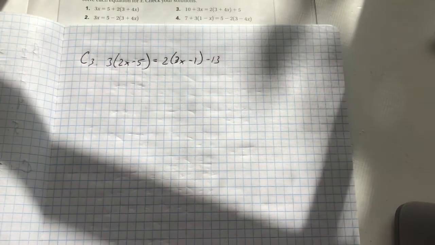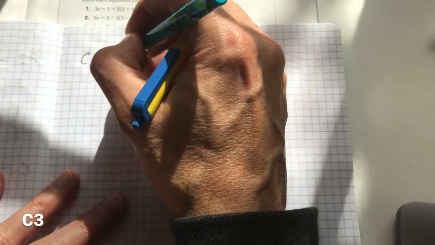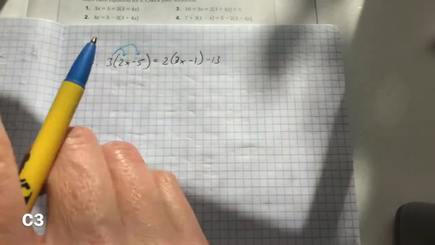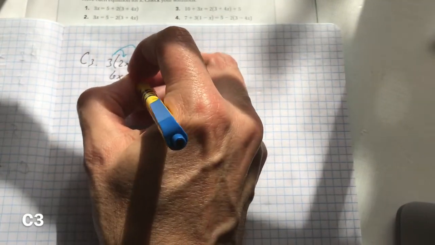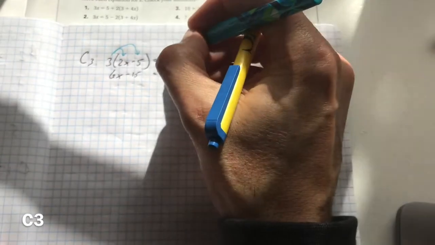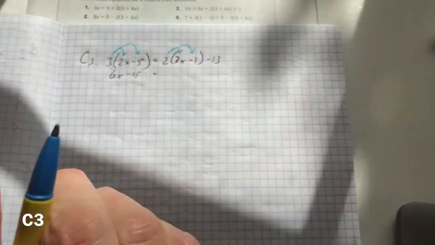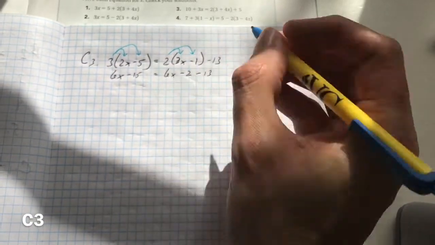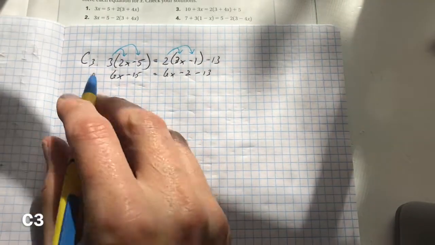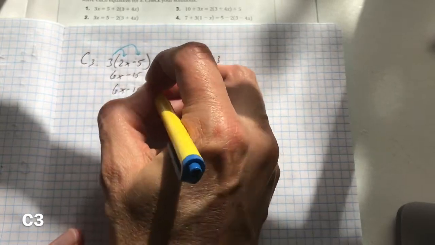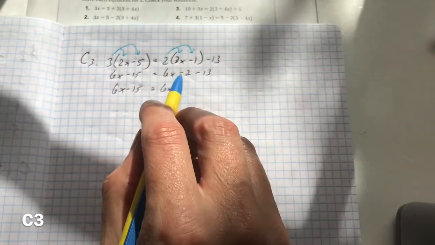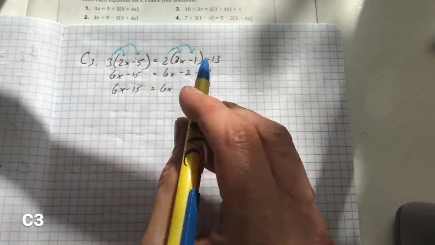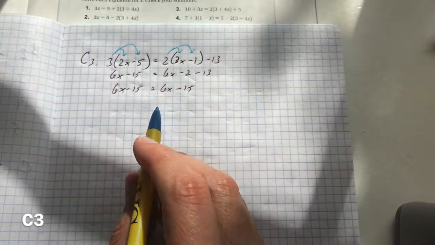That brings us to part C3. So again, distributing this through here into here, we're going to have our 6x minus 15 is equal to 2 times 3x and 2 times the negative 1. It's going to be 6x minus 2, and then our minus 13. This side's simplified, so 6x minus 15 equals 6x minus 2 minus 13. Remember, same signs, add and keep, so I got minus 15. Hey, look, these are the same. They're going to be identical.